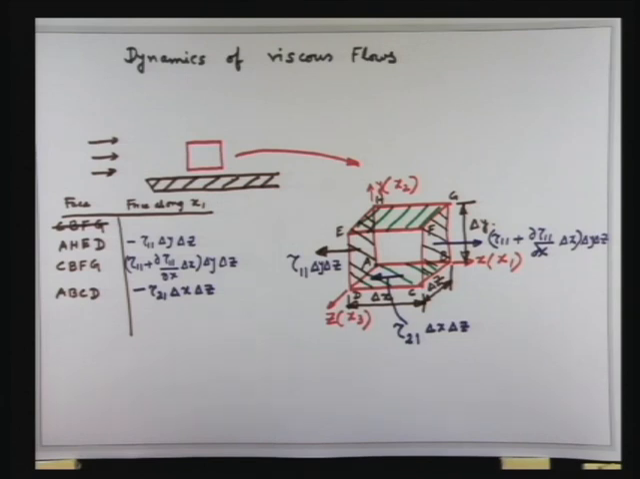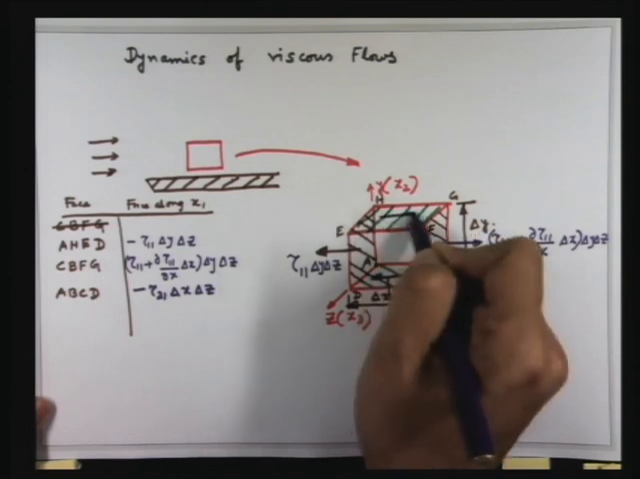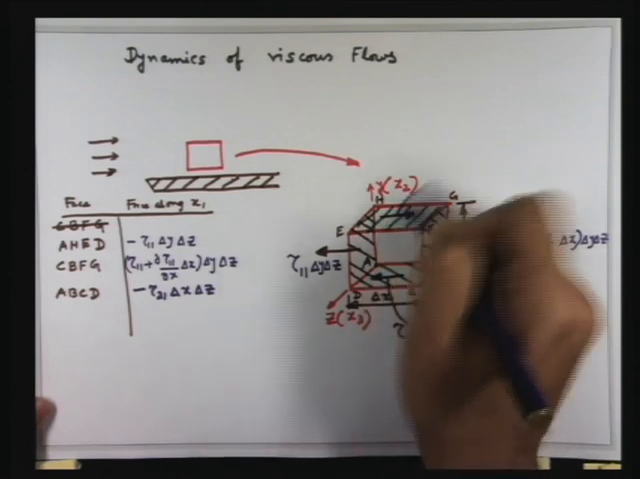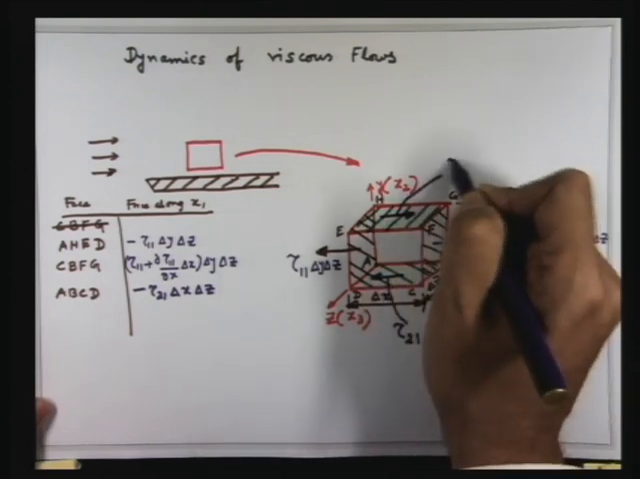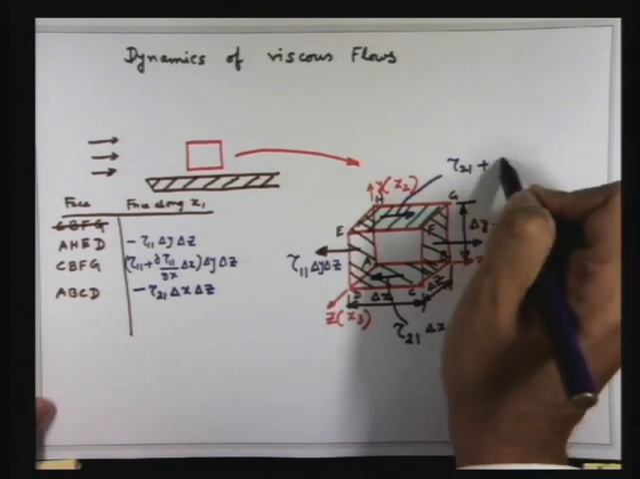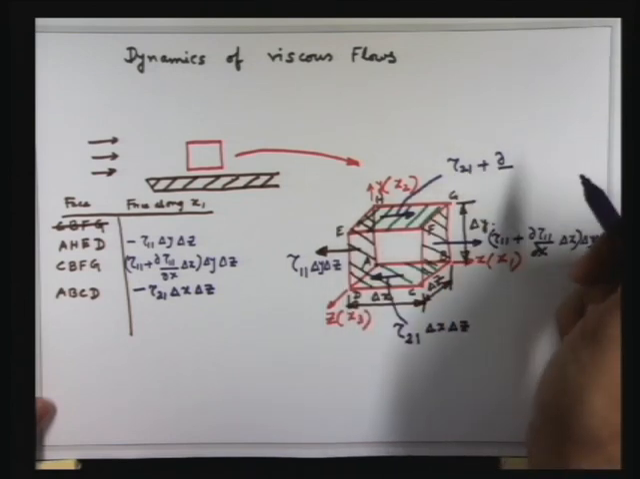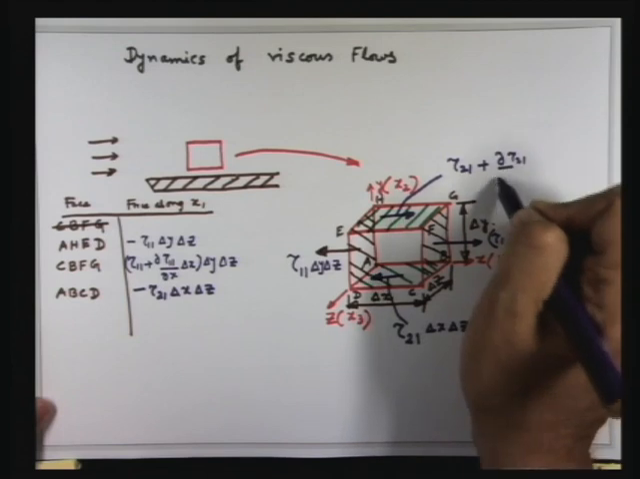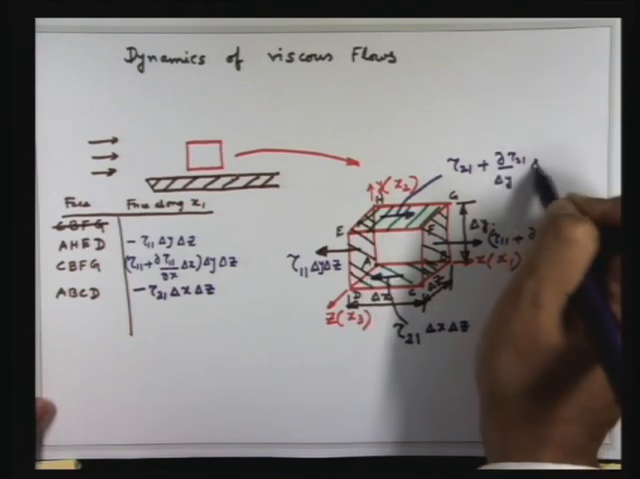Let us consider the top face. Top face will have, in place of tau 2 1, tau 2 1 plus del tau 2 1 del y into delta y.